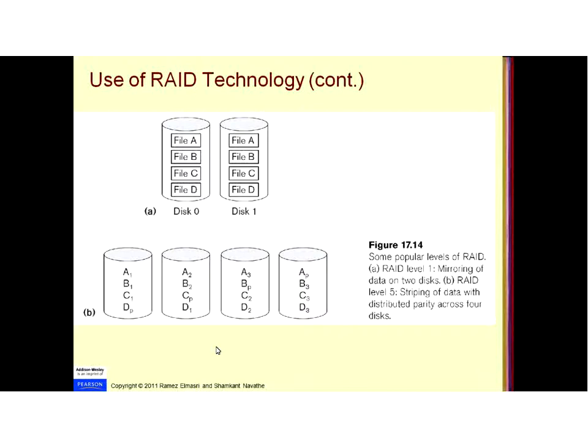B is RAID level 5, striping of data with distributed parity across 4 disks. So you are keeping the data on multiple disks and are keeping the parity information on any of these disks. Like for example, for A, parity information is on 4, for B it's on 3, for C it's on 2, and for D it's on 1.